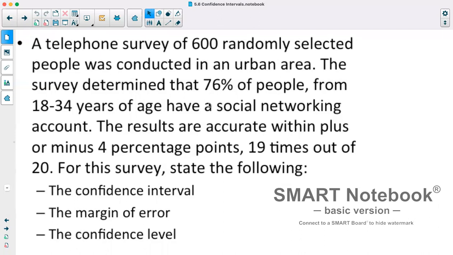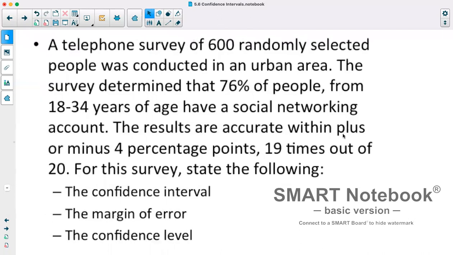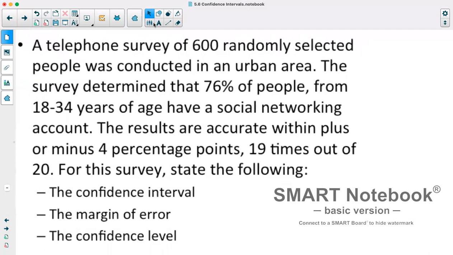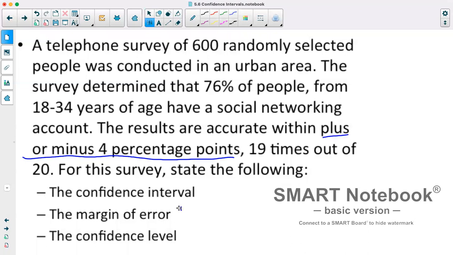Okay, so probably the thing we should look at first is our margin of error. So we see plus or minus 4 percentage points. That would be our margin of error. So plus or minus 4%.